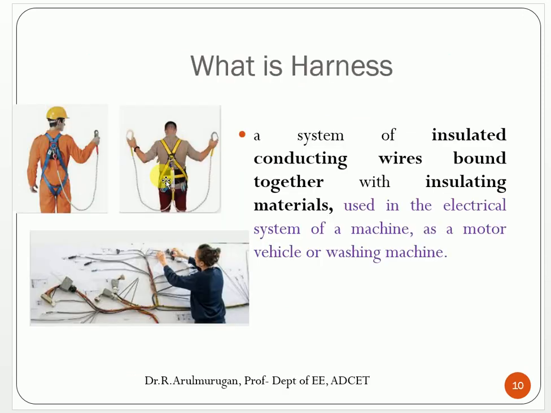The next one, what is a harness? This is the basic of self protection. Electrical harness means electrical protection and an electrical insulated conducting wiring system, insulated conducting wires bound together with insulating materials. So that is the electrical harness.